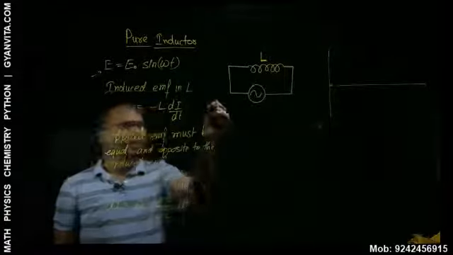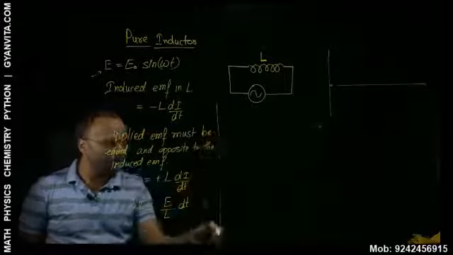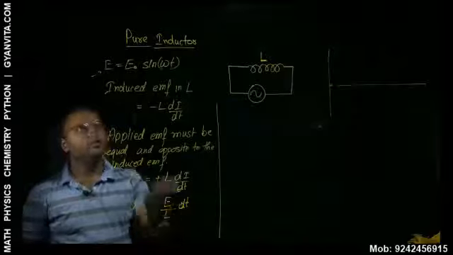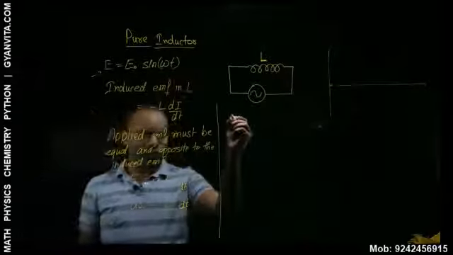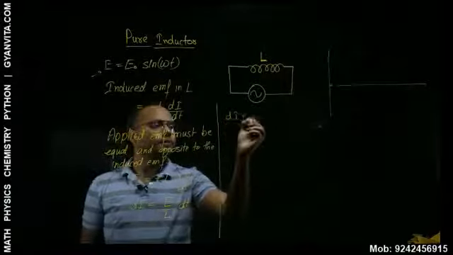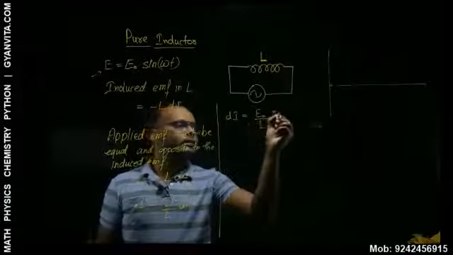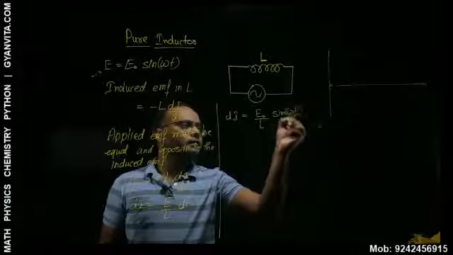Now let's solve this here. You have di is equal to E divided by L dt. And what is E? E is E naught sine omega t. So this di becomes E naught by L sine omega t dt.